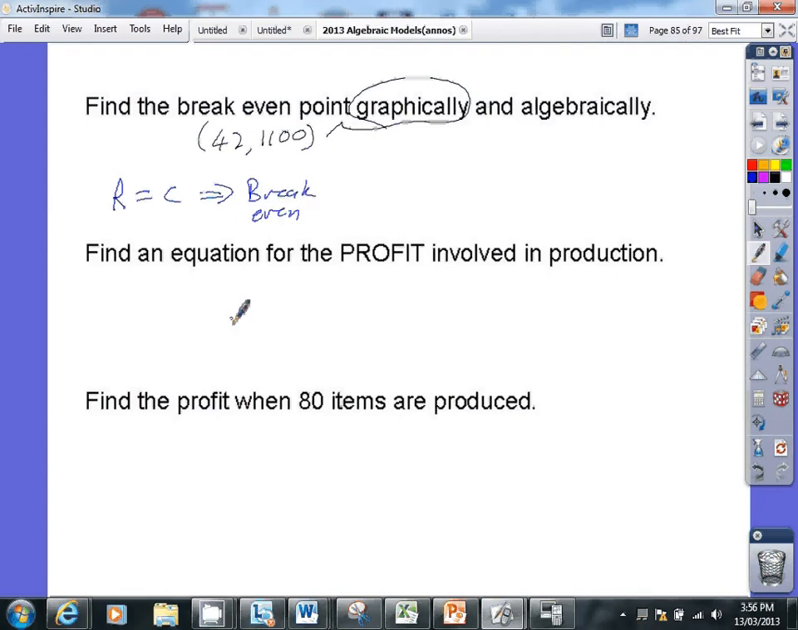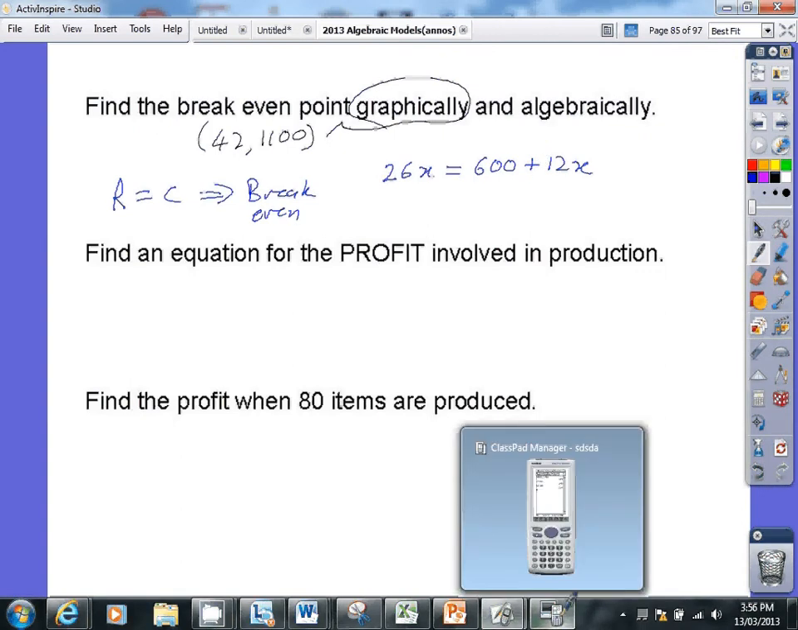Okay, so the revenue equation was 26x, equals the cost equation, which was 600 plus 12x. Okay, so once you've written that out, you've satisfied the requirements there for the amount of algebra, amazingly. Now, it's not maths methods, it's maths applied. So you've written that down.